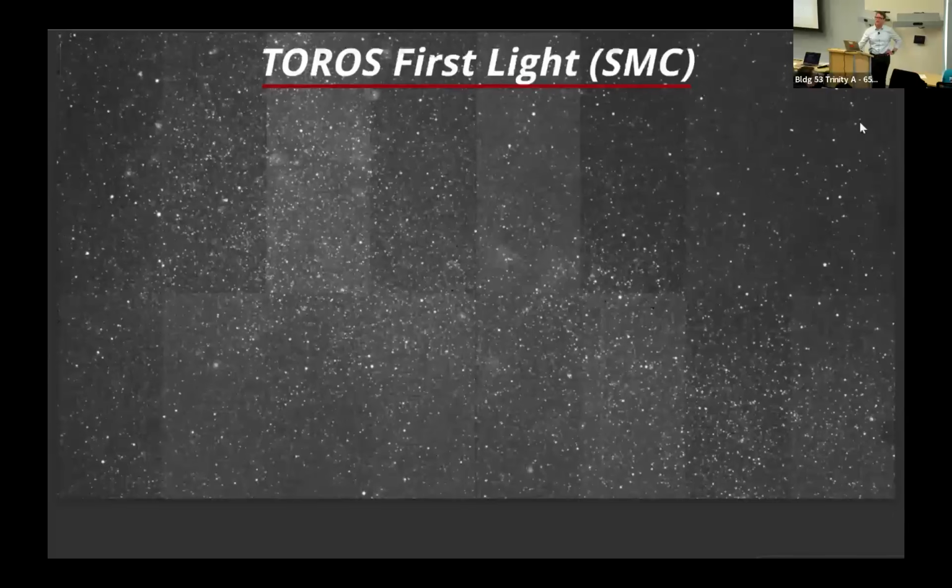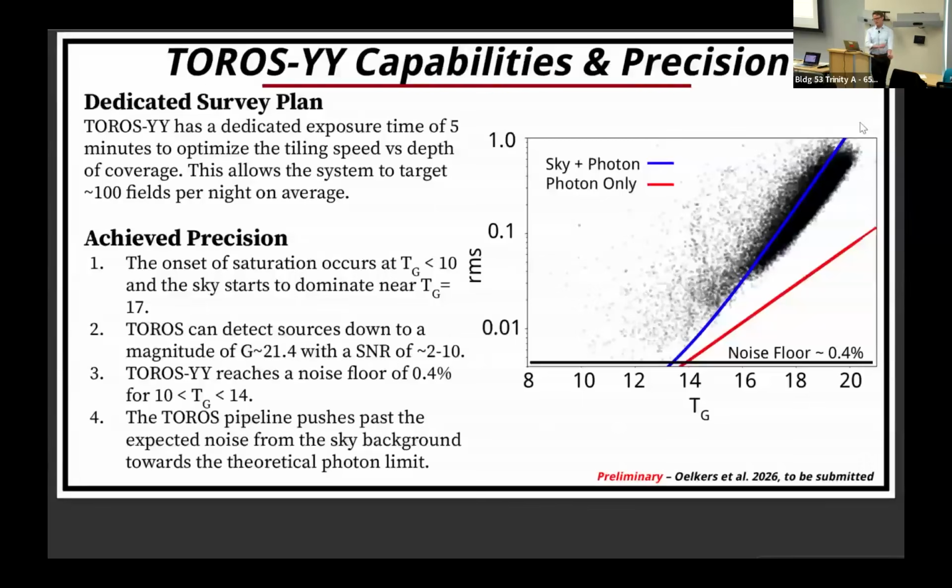This is our first light image of the SMC that was taken a couple years ago. It looks very nice. The precision capabilities of Toros, we're very happy with the progress so far. So although we're not reaching the photon limit, we actually are passing what we anticipate the sky and the photon limit together to be in the noise, particularly on the faint end, which is good. It means we can follow up some of the fainter sources.